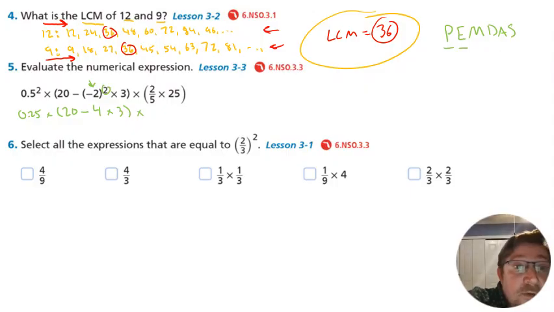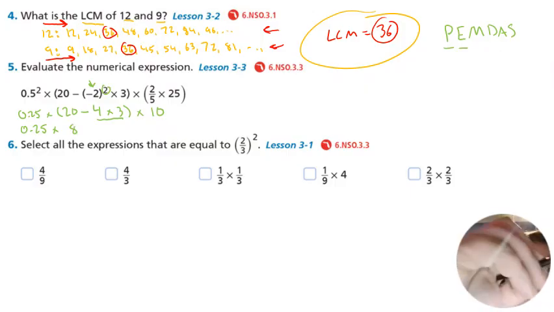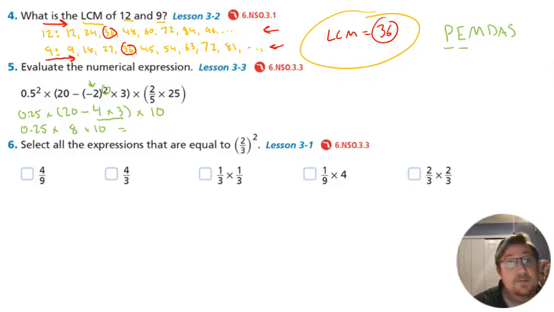This is 2/5 times 25. If I put that in my calculator, which is my head, I get 10. 25 times 2 over 5 is 50 over 5, which is 10. Then I go through it again, and I do the parentheses. So I get 0.25 times, in the parentheses, I multiply first. 4 times 3 is 12. 20 minus 12, 8. And I have it times 10. Then I keep going, left to right.